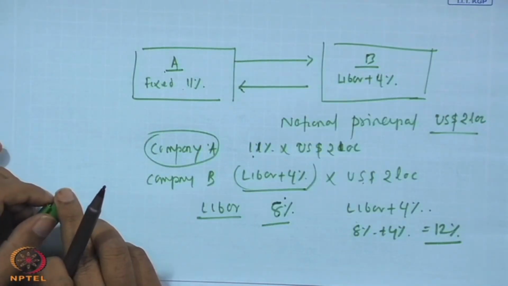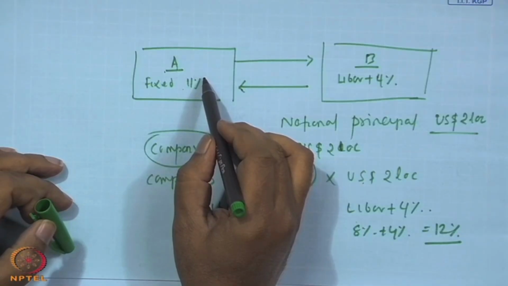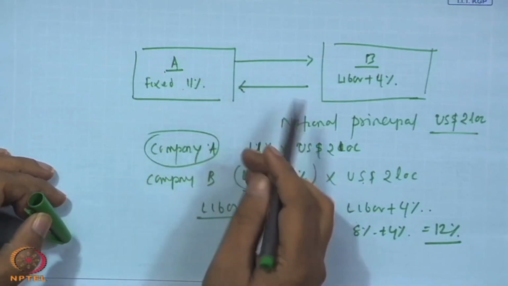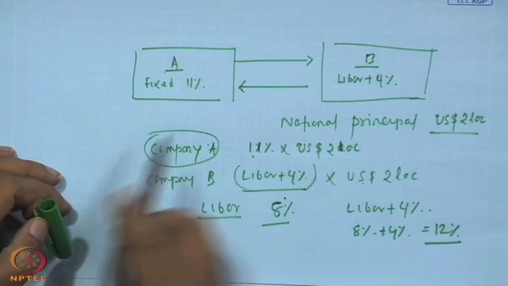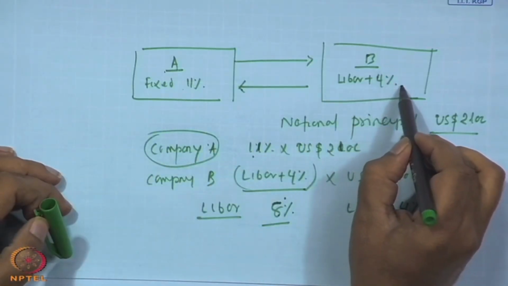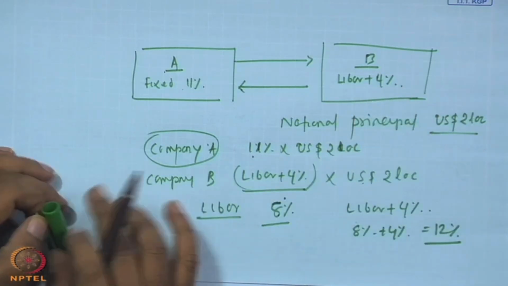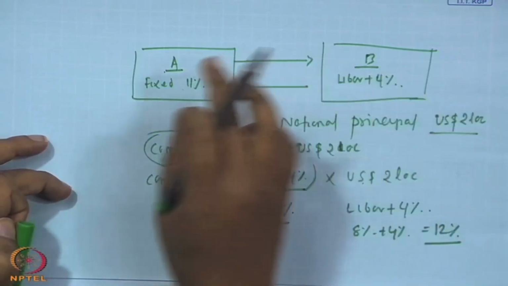What are the problems here? What are the advantages for both parties? One party is borrowing at a very high fixed interest rate, and is not comfortable. Now, he is thinking that the interest rate may come down, so he wanted to convert the fixed high interest rate to a floating interest rate. The other party, B, is not comfortable with LIBOR plus 4%. Every year LIBOR is fluctuating, there is a risk for him. So, he wanted to transfer the risk to the other party.